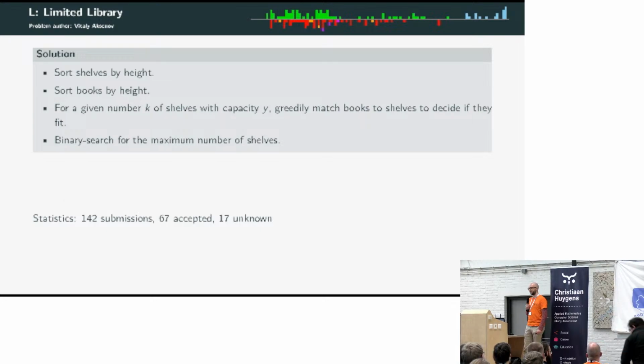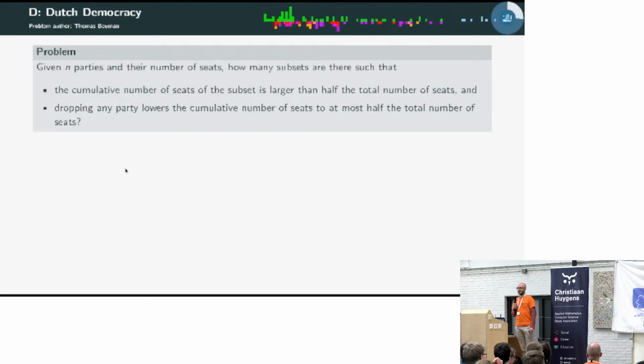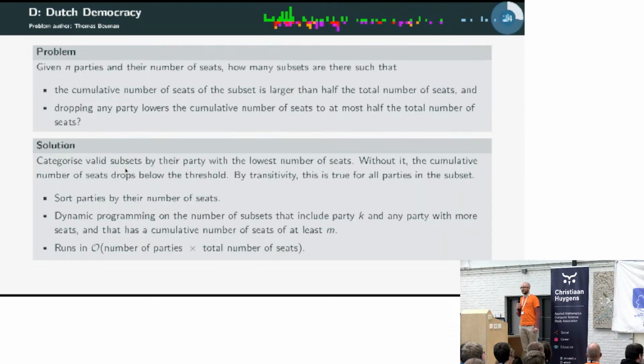So there are various ways to do it. One way is a two-state DP where we include the currently smallest party k, and we consider the number of seats that are at least m. Then depending on what transition function you use, you calculate the results in the end. This runs in time number of parties times number of seats, which fits into the time limits.